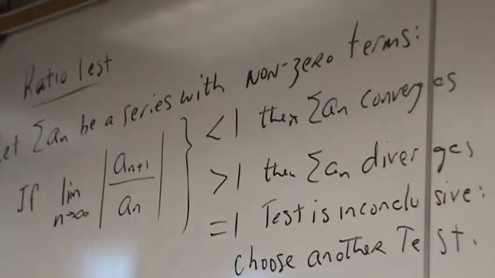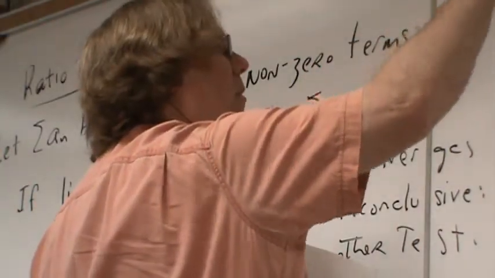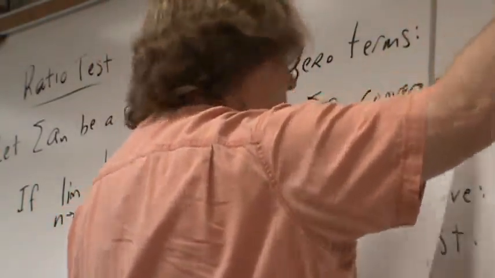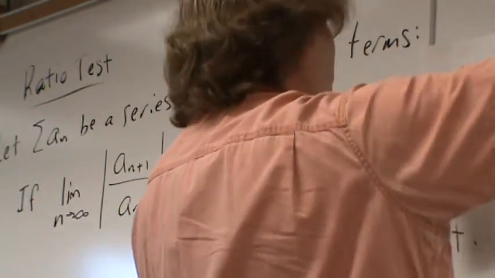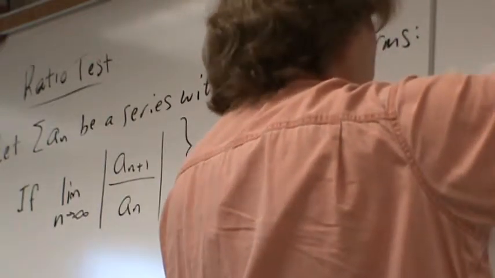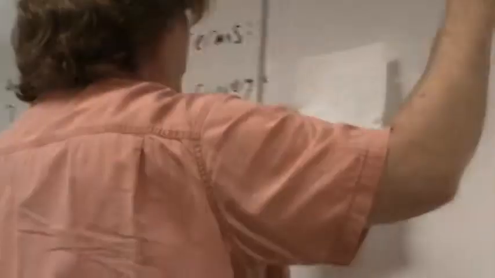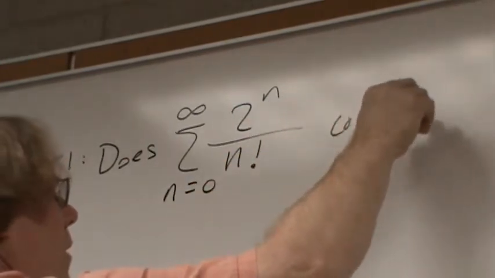Okay, hey, let's do one. Example number 1. Does the sum as n goes from 0 to infinity of 2 to the n power over n factorial converge?